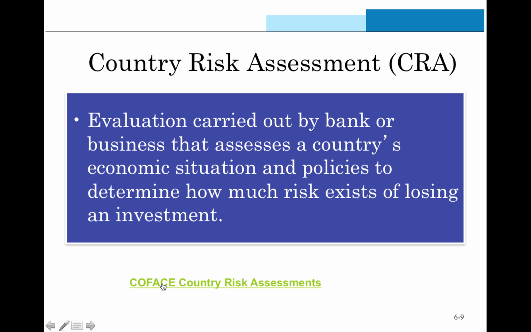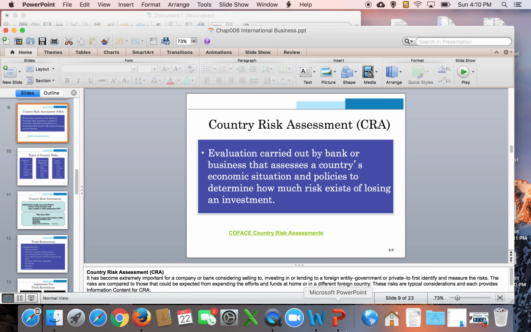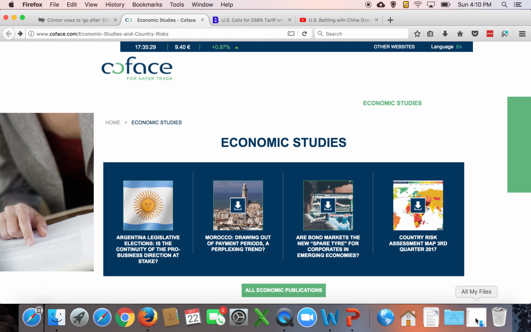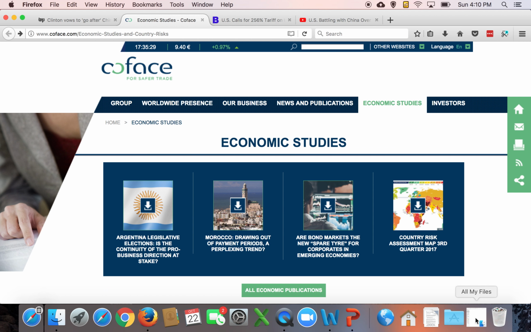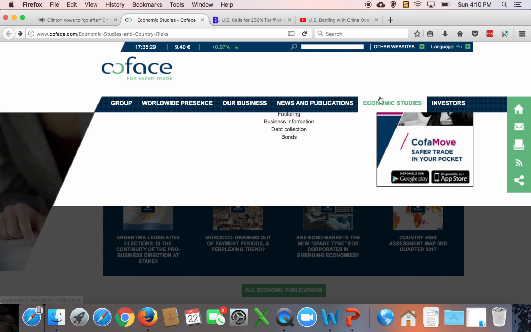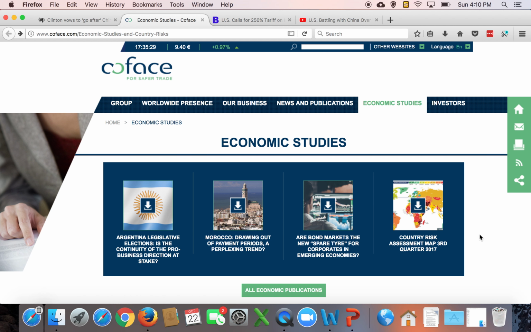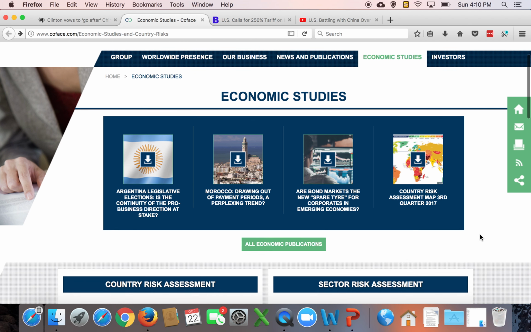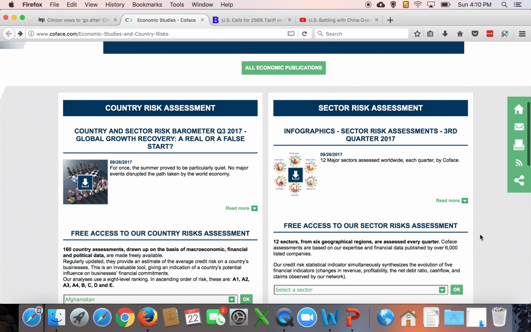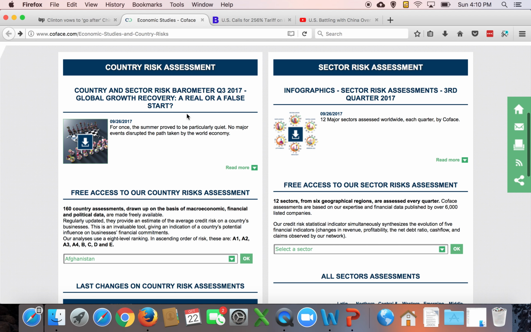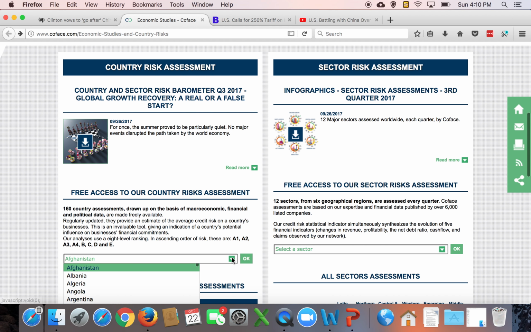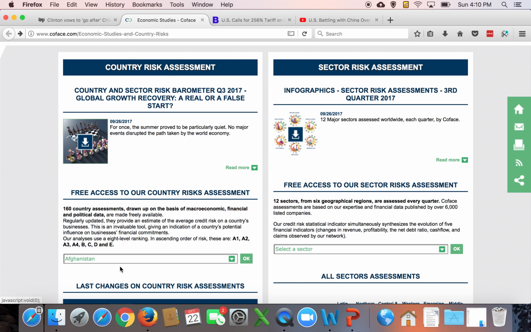So we're going to take a look at that real quick. I'll show you a little bit about this website. If you go to CoFace, www.coface.com, and you take a look at the Economic Studies tab, you'll see down at the bottom, I'll move down here relatively slowly, there's this area called the Country Risk Assessment. And you can choose a country. I'll go ahead and choose Afghanistan.